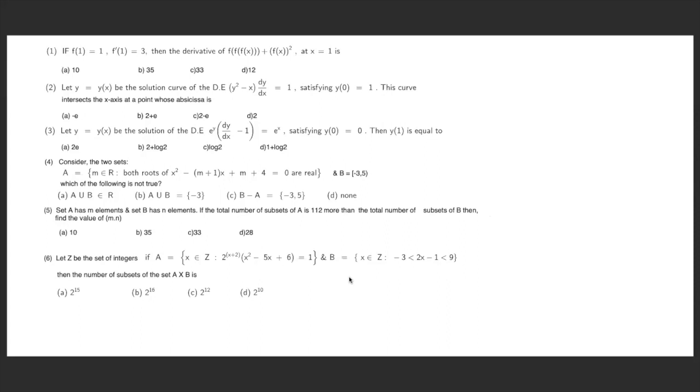Now let us look at the sixth question here. If you see this here, a set A is this and set B is this. So what is the number of subsets of the set A multiplied by B? So let us see that.